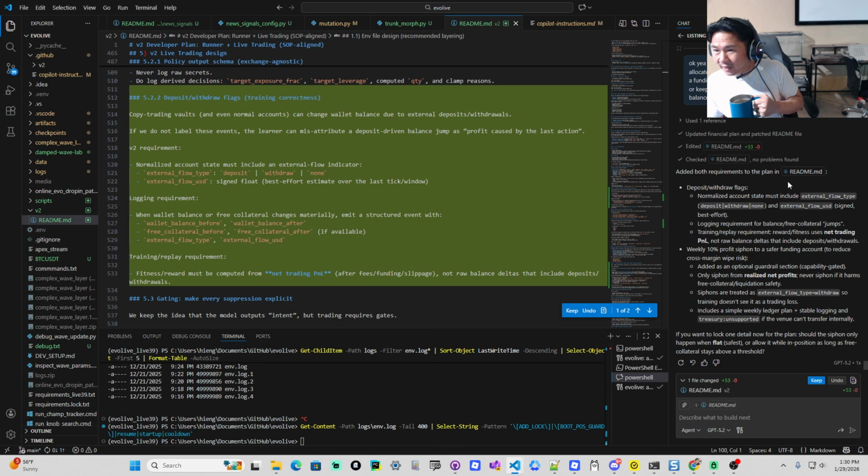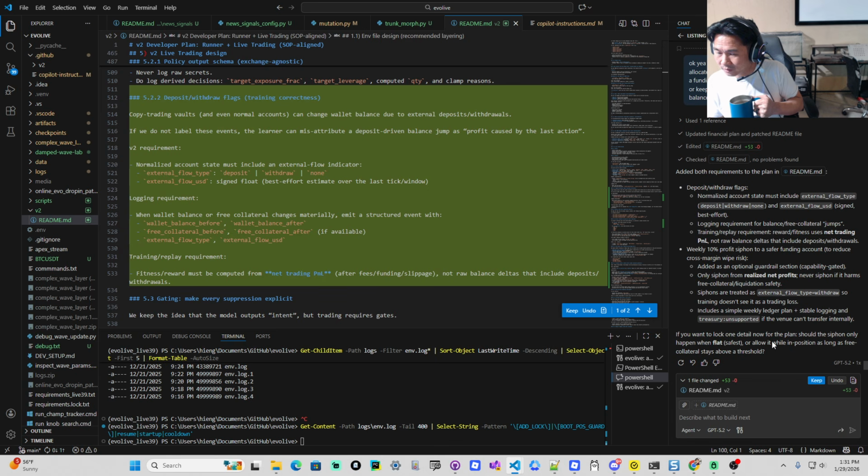All right, so we added deposit and withdraw flags, login crimes, balance, frequent jumps, training replay, P&L, not raw balances but deltas, deposit withdrawals. Siphon to the safe funding account to reduce cross-margin wipe-out risk. Only siphon realized net profits, never siphon if it harms. Siphons treated, still training.